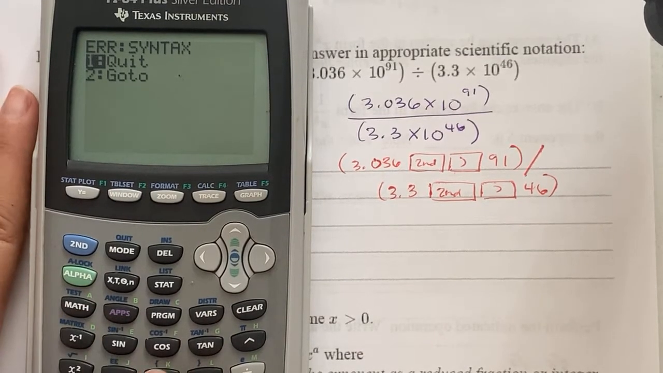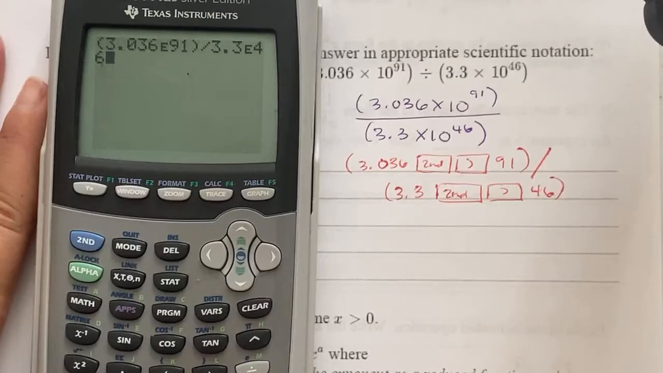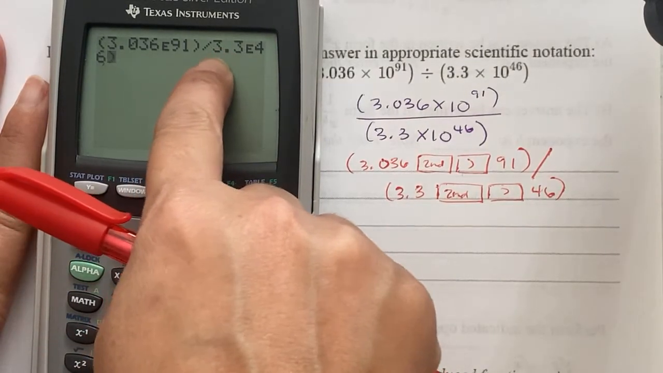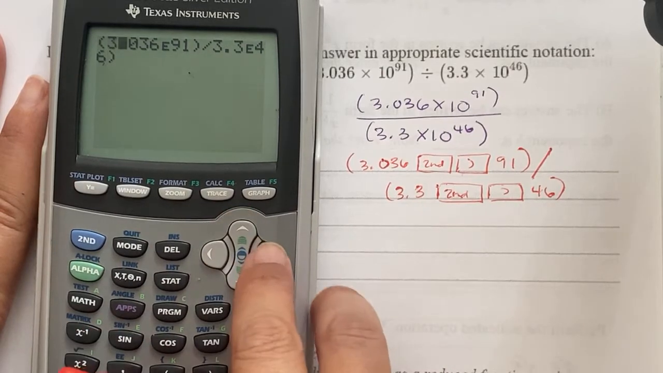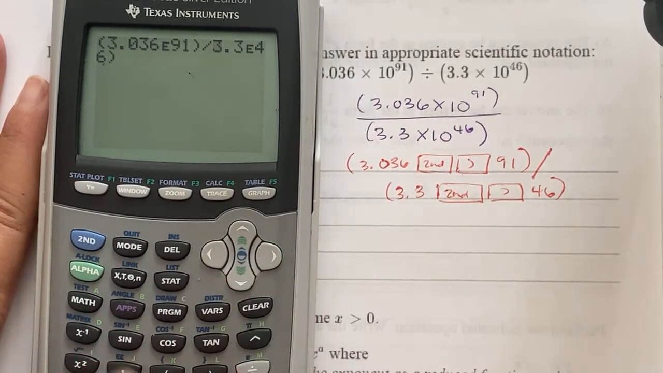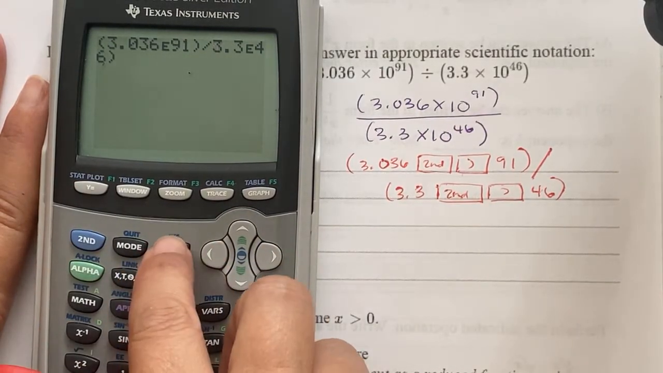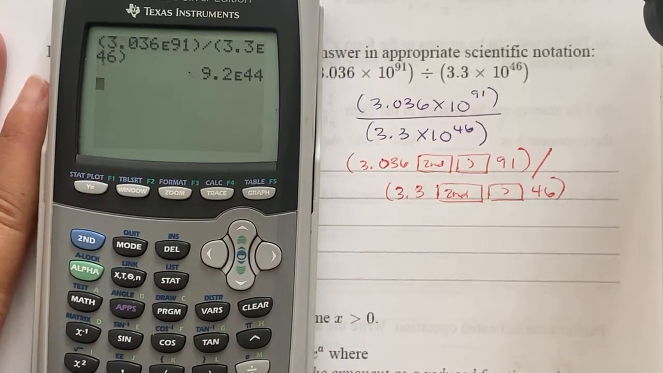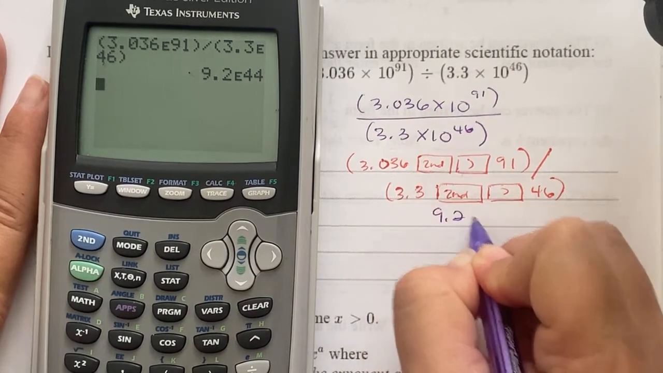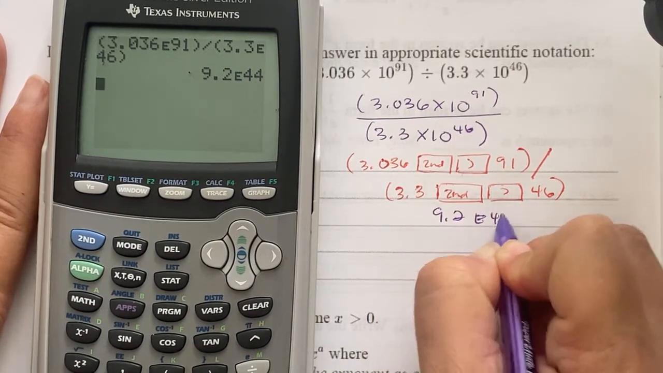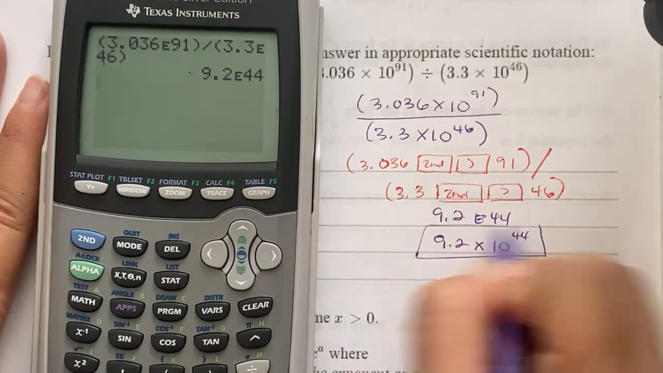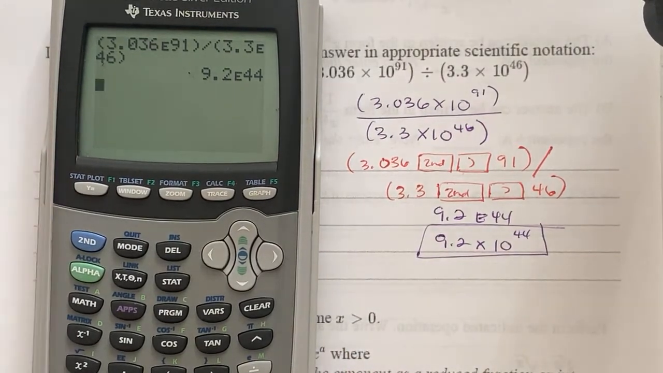And it gives us a syntax error. So we're going to go see where we didn't put a parentheses around here. Let me go up and hit second insert, a comma there, parentheses. Now it gives us our result, which is 9.2 e to the 44th power, which is 9.2 times 10 to the 44th power. Next example.